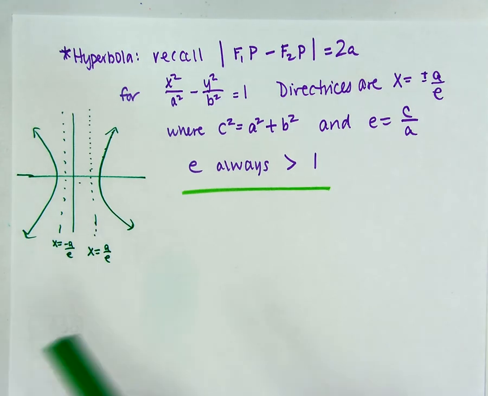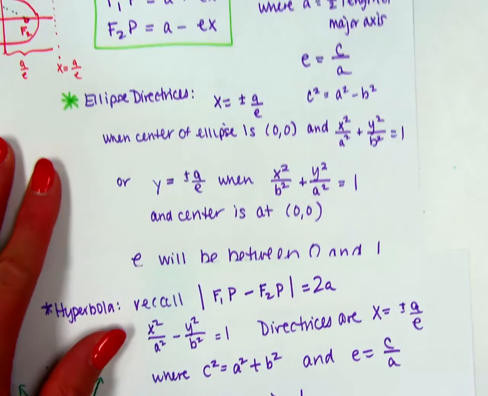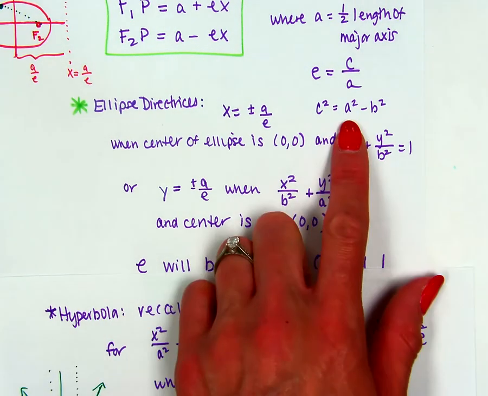And the eccentricity of the hyperbola is always going to be greater than 1. So a couple things to point out. Remember that for a hyperbola, it's c squared equals a squared plus b squared. For an ellipse, it's c squared equals a squared minus b squared.